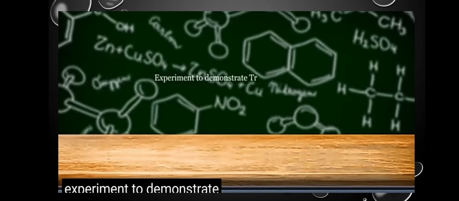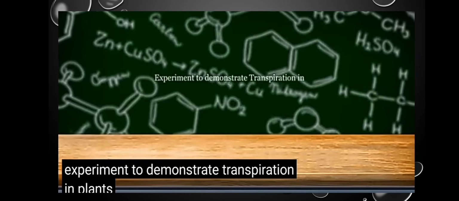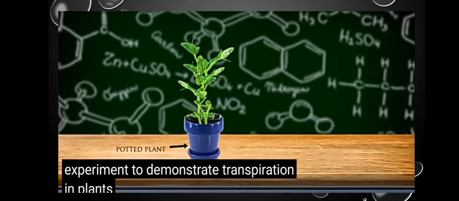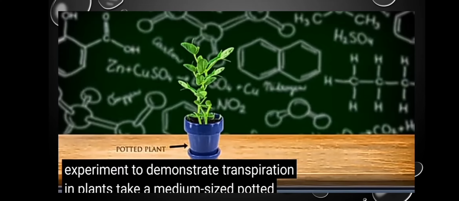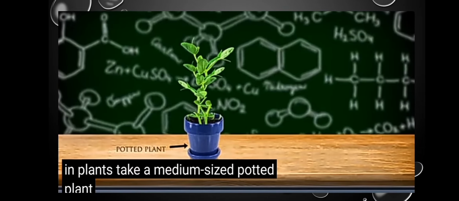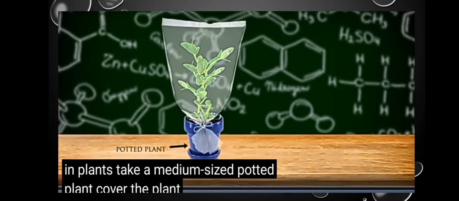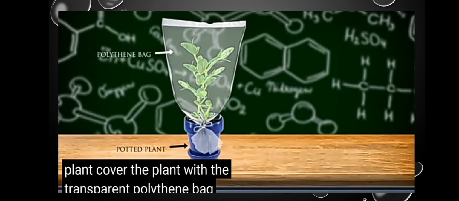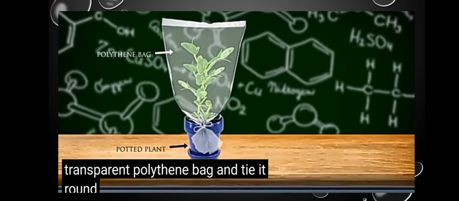Experiment to demonstrate transpiration in plants. For this experiment, let's take a medium-sized potted plant. Now, we are going to cover the plant with a transparent polythene bag and tie this polythene bag around the base of the stem.